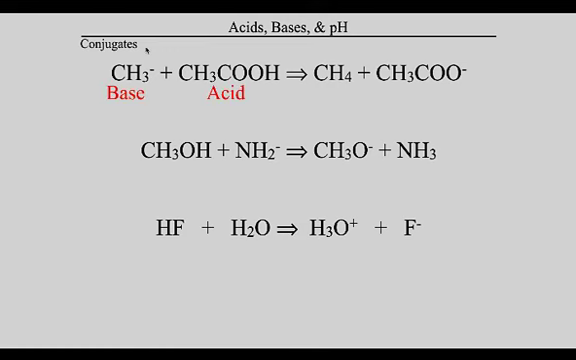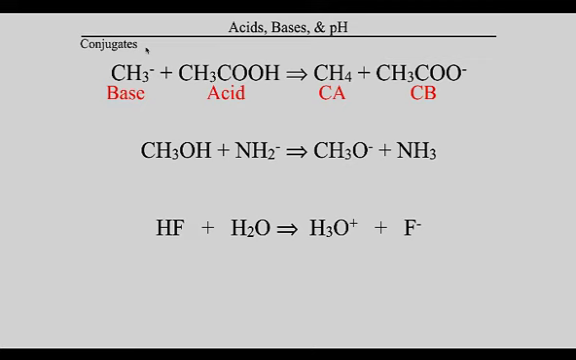So once we've got our acid and base, guys, this is the easiest way to do the conjugates. Go to the acid and take away the hydrogen. Whatever's left is the conjugate base, and then the conjugate acid's whatever's left.